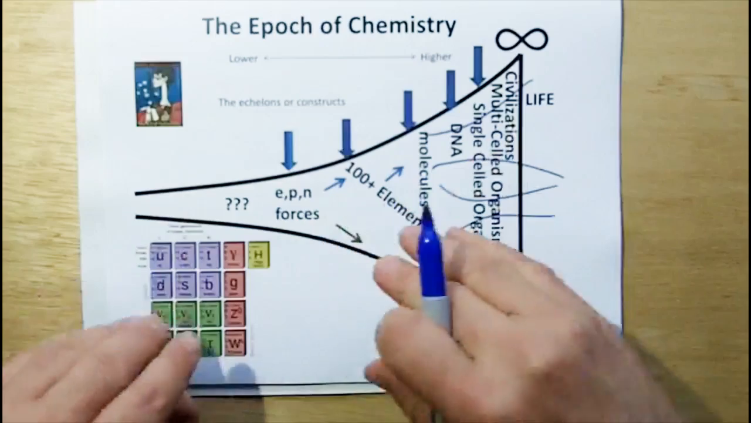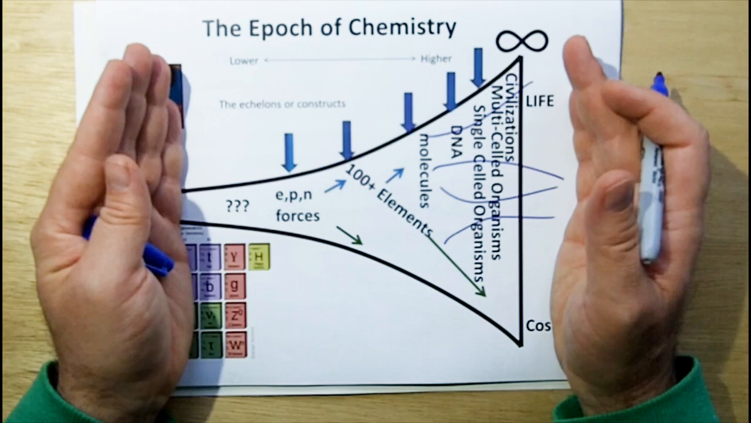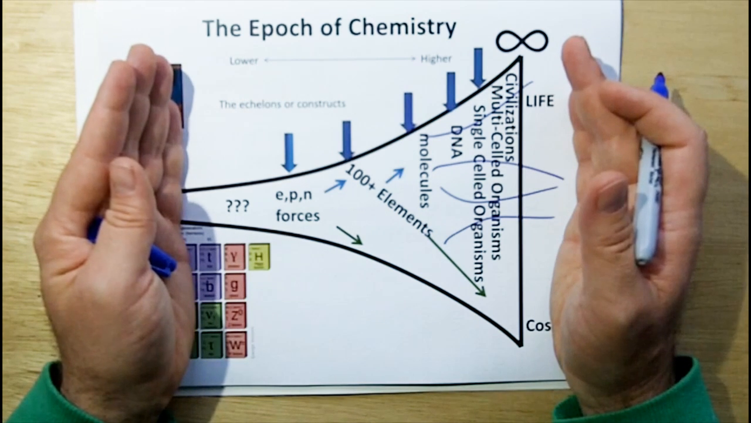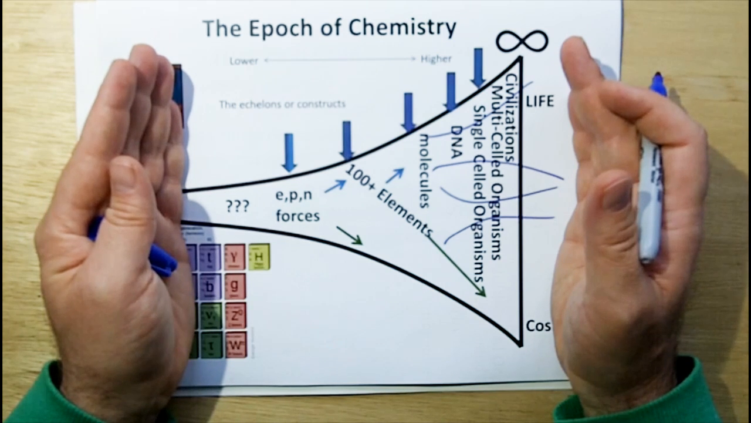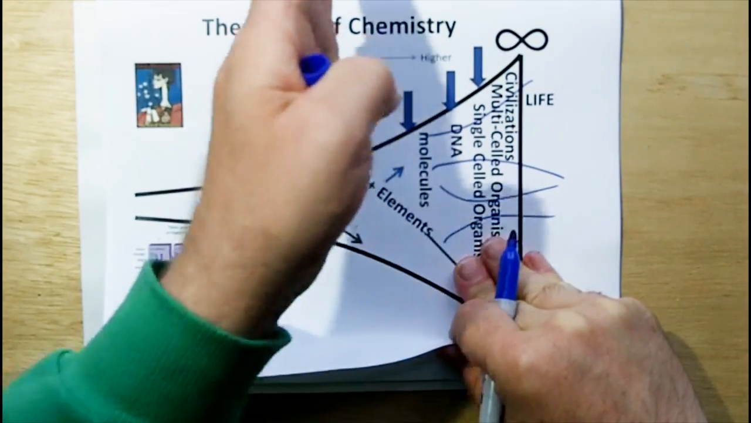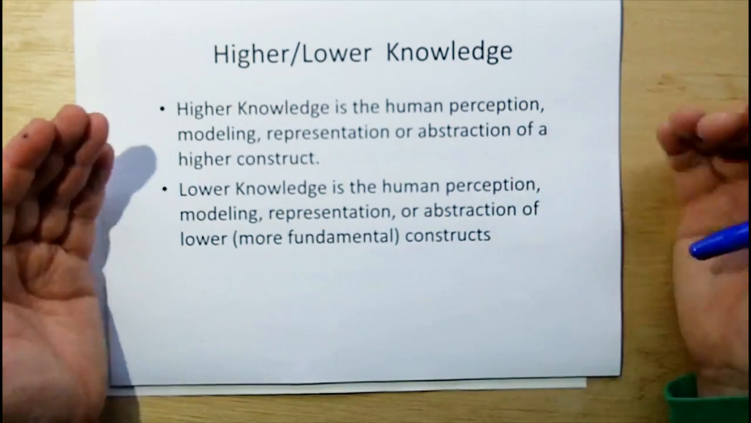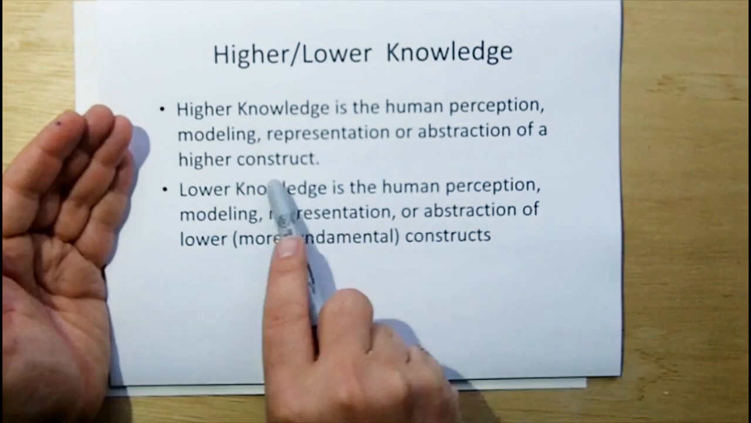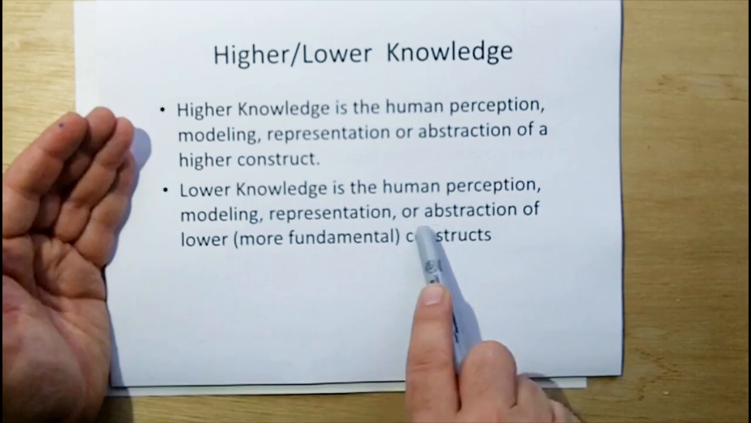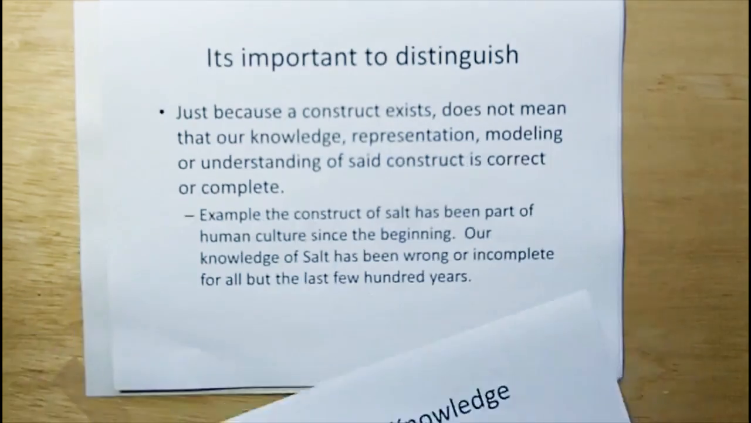Now the difference between knowledge and constructs: the constructs are what's real. The knowledge is our attempt to understand those constructs. For example, we know electricity and magnetism exist. Those are constructs. But whether you call it Maxwell's equations or Newtonian electromagnetism, those are higher knowledge trying to understand those constructs. So you have to be careful: because we have a higher construct does not mean our understanding of it is correct. Higher knowledge is the human perception, modeling, representation, or abstraction of a higher construct. Lower knowledge is human perception, modeling, representation, or abstraction of a lower or more fundamental construct. It's important to distinguish.